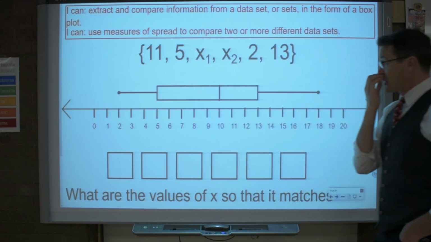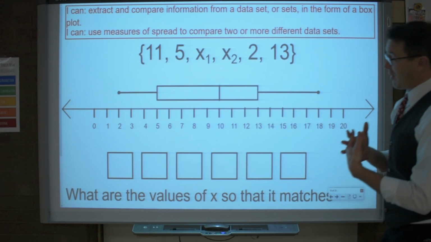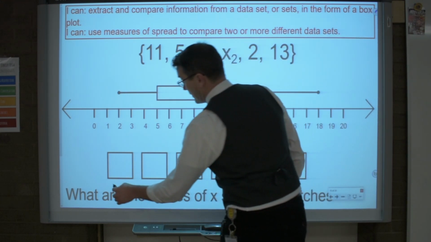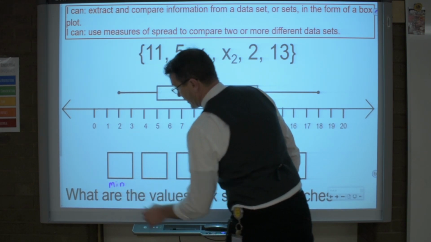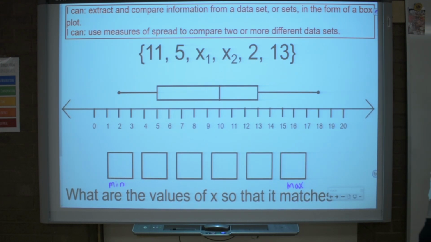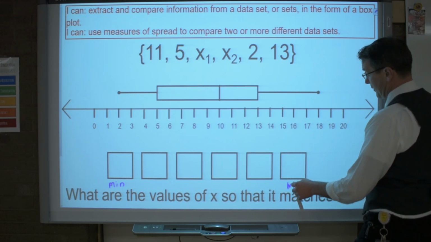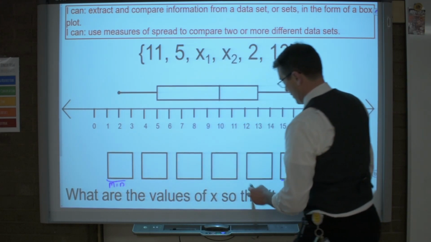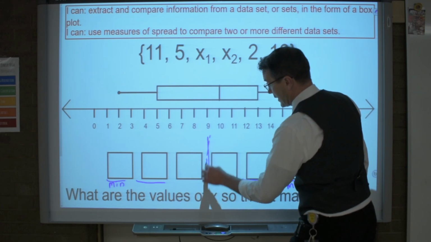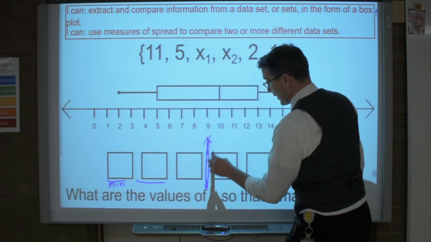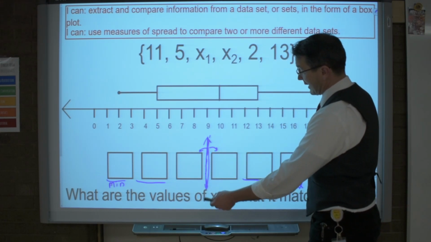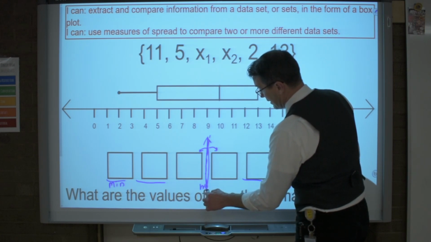So again, just like Mr. Nelson did, while I don't have all my data, I can do some things. For instance, I can tell you that my minimum has to be down here, and my maximum has to be here, right? I can tell you where the middle is, right? I can see that my median has to be between these two pieces of data. So I'm going to take these two pieces of data, add them together and divide by 2, and I can get my median there.